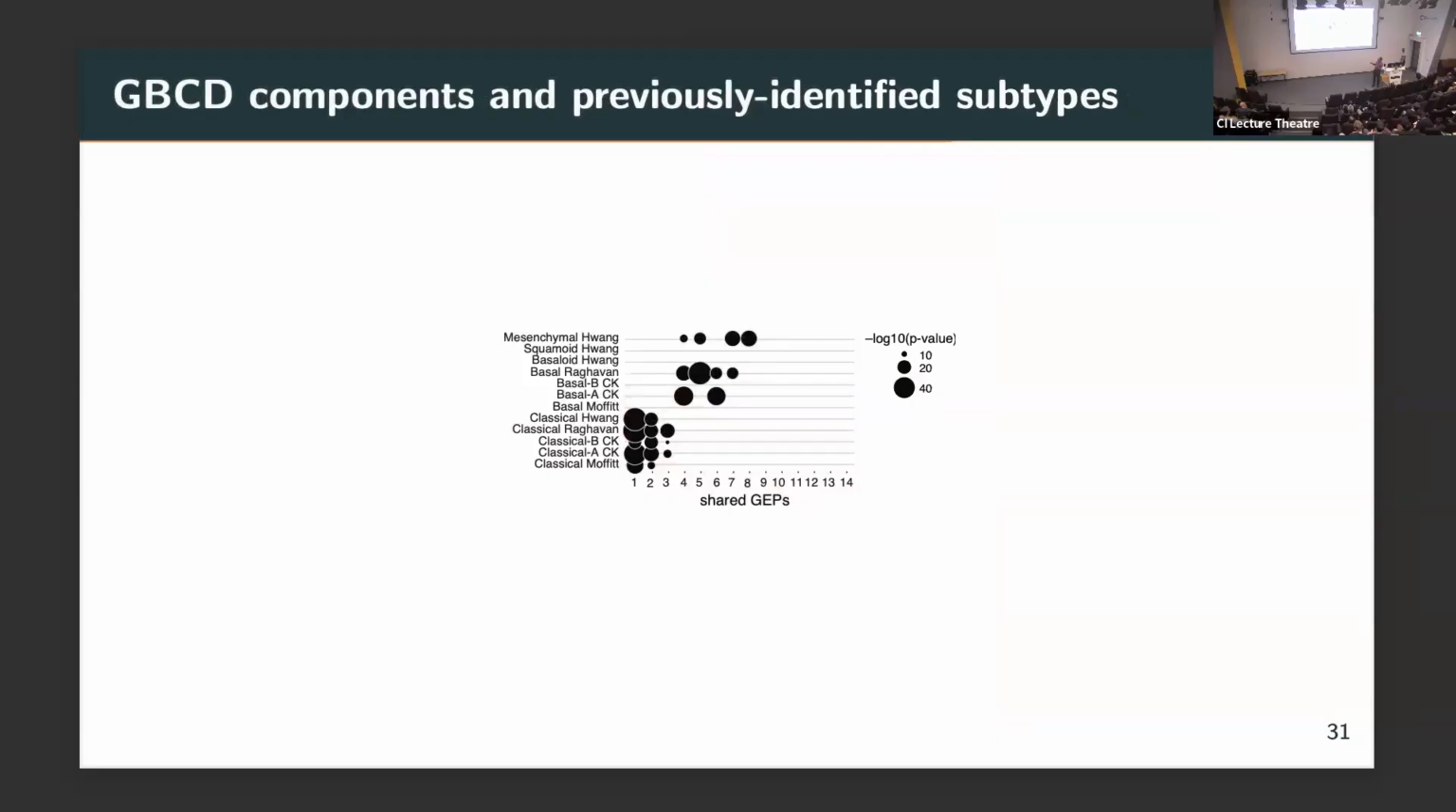These are different authors' definitions of subtypes of classical or basal, or even a couple of other subtypes they've given names to in the literature. And this is just showing how correlated our GEPs are with those subtypes. You can see each of 1 to 9 are correlated to some extent with one or more of the previously described subtypes, whereas 9, I think it's 9 to 14, are not.